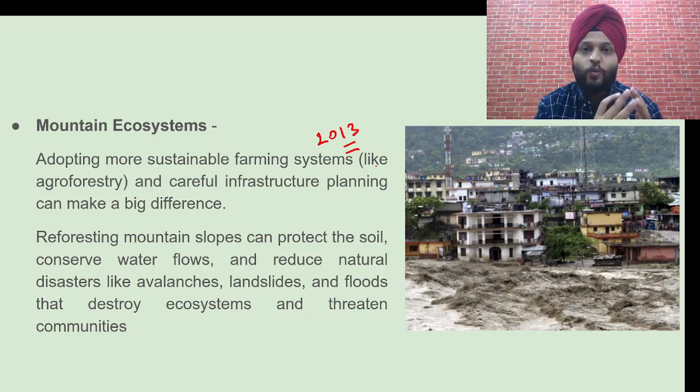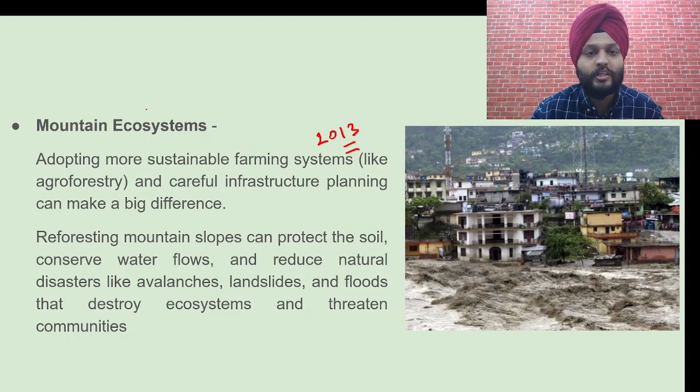So we need to adopt right practices. We need to adopt sustainable farming practices. We need to encourage agroforestry. We need to ensure there is careful infrastructure planning. So all of this will make a big impact. Also, we need to reforest the mountain slopes.